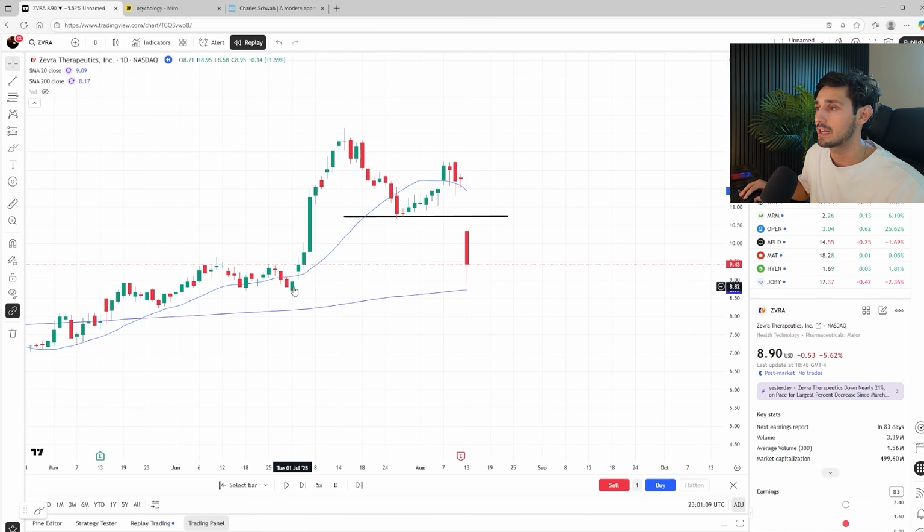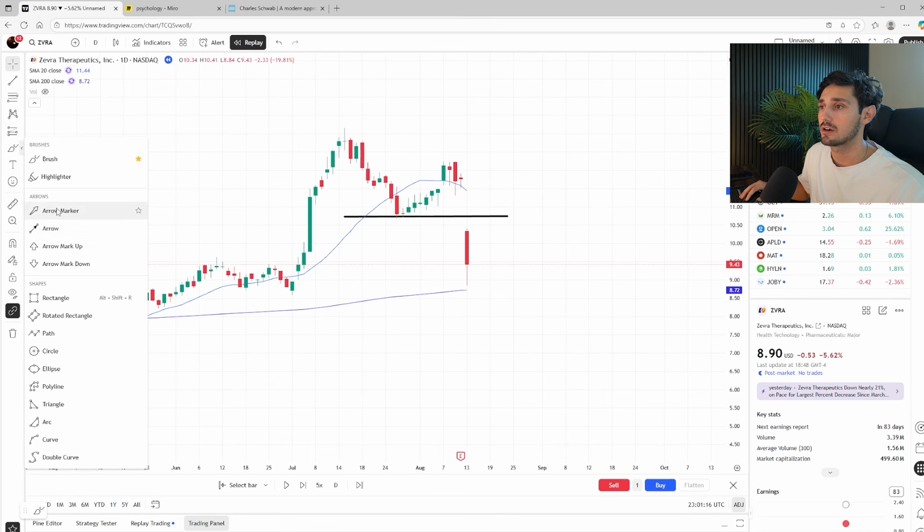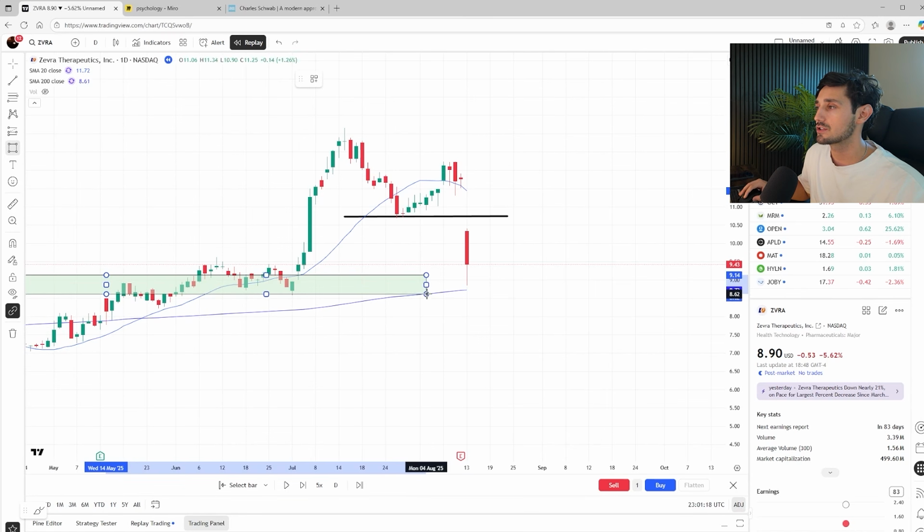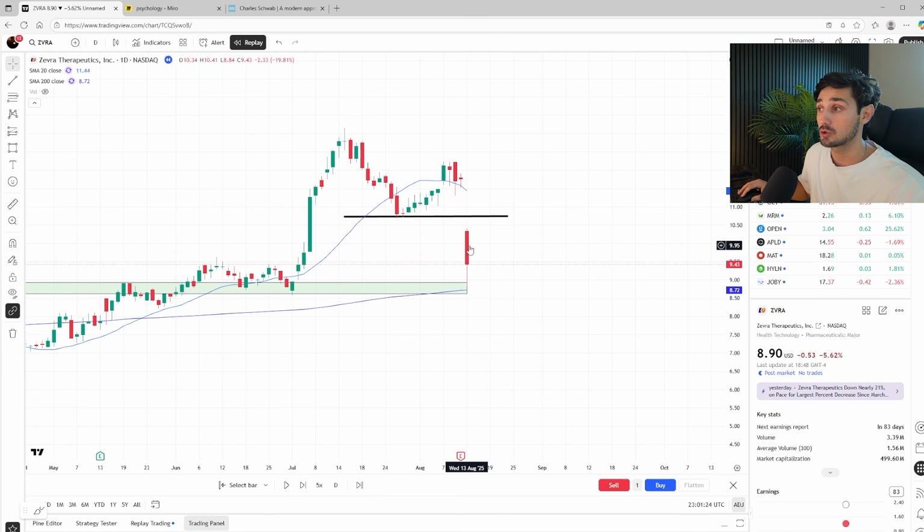So I see a pivot right here. I see a pivot right here. And then I see this prior high over here. So this entire area right here, where's the rectangle, is going to act as support. This is a potential target area if I wanted to short this.